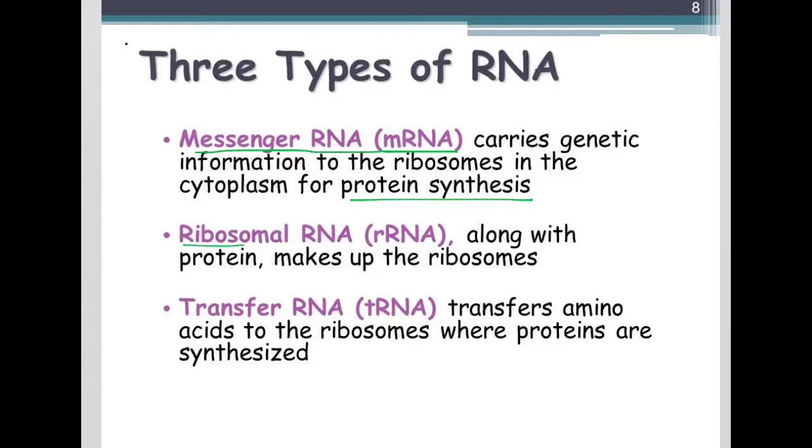Type number 2 is ribosomal RNA, or rRNA. Note the lowercase r in front. Along with proteins, ribosomal RNA helps make up the ribosomes, and of course ribosomes are a huge part of protein synthesis. They're the site of protein synthesis.